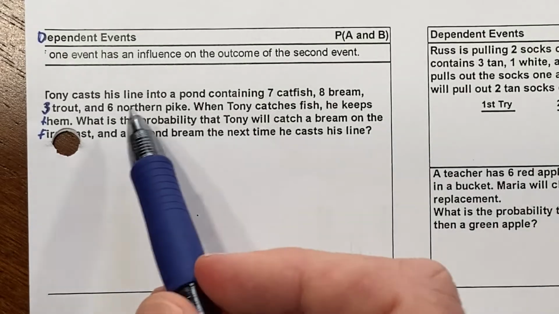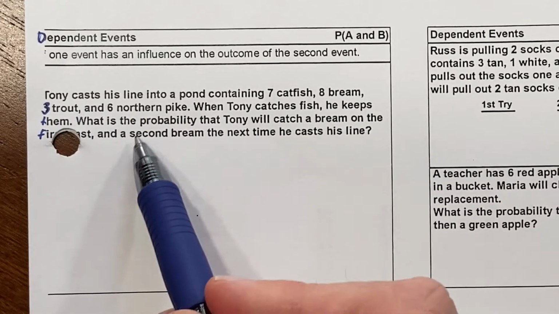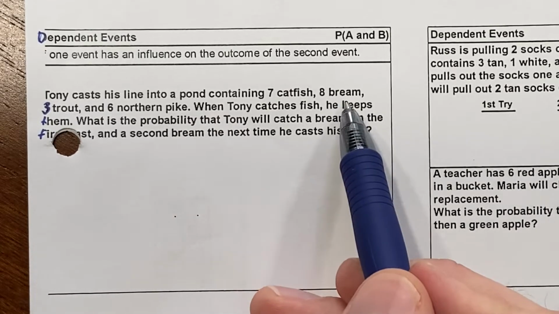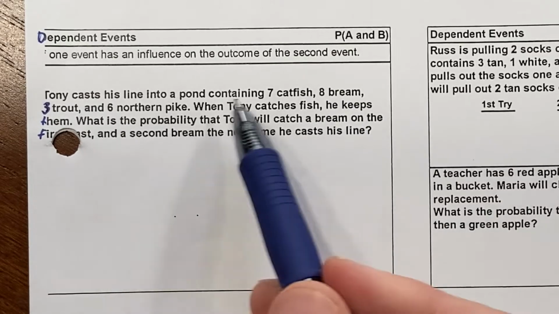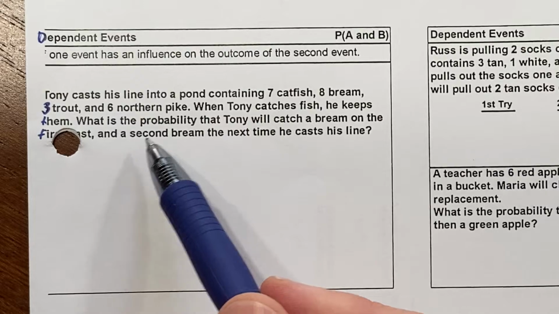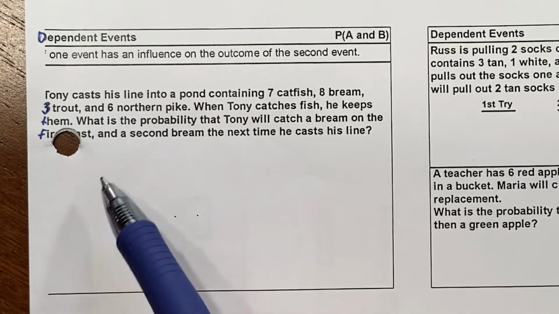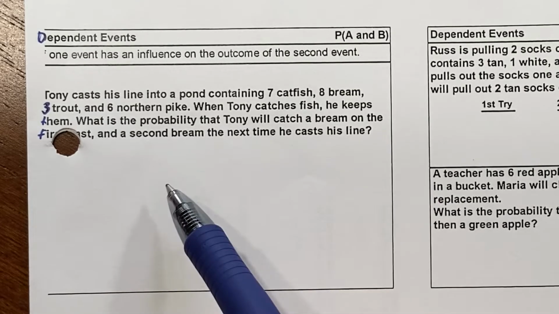Tony casts his line into the pond containing 7 catfish, 8 brim, 3 trout, and 6 northern pike. Pause. One, that's how you spell brim, if you're wondering. Two, what type of pond only has 24 fish and this variety of fish? Come on, math people. Make up a better problem.